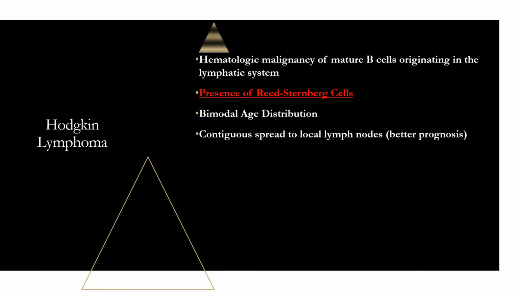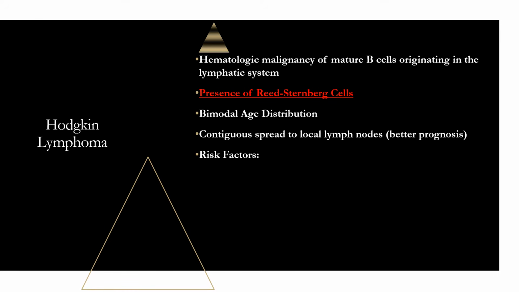Okay, contiguous spread to local lymph nodes, better prognosis. What's going on here? So in Hodgkin lymphoma, dissemination generally proceeds from a single lymph node region to an adjacent lymph node. This is good. We don't want it to be in one lymph node and then the next day in the abdomen, spread really fast all over the place. Hodgkin lymphoma, and the reason why it has a better prognosis, normally goes from local lymph node to the next. So it normally doesn't spread very far. Extranodal spread, like we see in non-Hodgkin, is not common in Hodgkin. So that's why it has a better prognosis, contiguous spread.